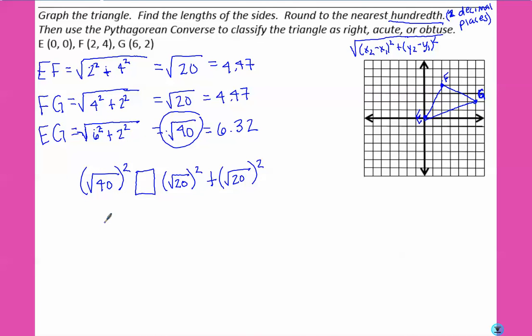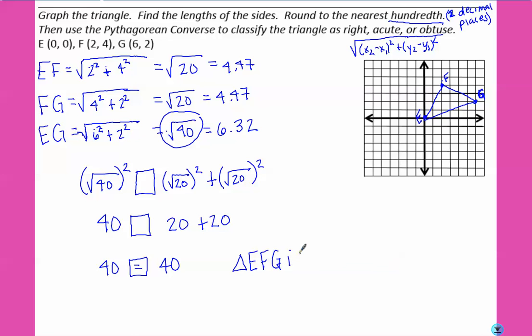Square root of 40 squared is just 40. Square root of 20 squared would be 20. Square root of 20 squared would be 20 also. So we'd have 20 plus 20. So 40. 20 plus 20 is 40. So it's equal, which means we have what kind of triangle? That's right, triangle EFG is a right triangle.